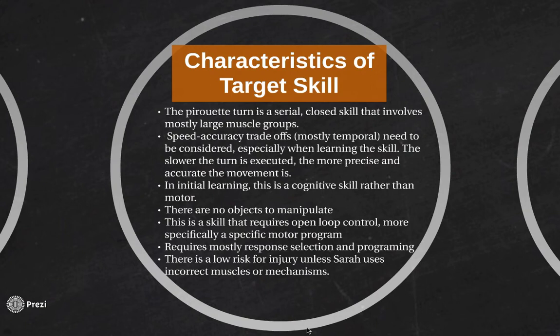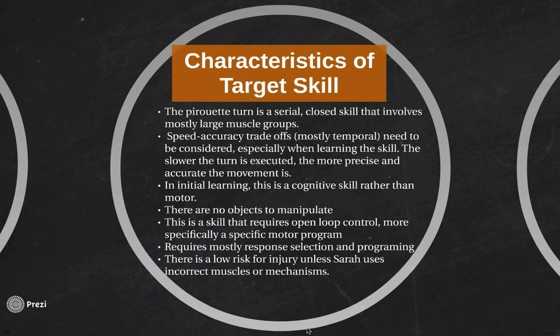Characteristics of the target skill. The pirouette turn is a serial closed skill that involves mostly large muscle groups. It's not a very tedious, discrete skill. It does have a definite beginning and end, but it's a little more complex than what we would say a discrete skill is. Speed-accuracy trade-off, and it's mostly temporal because it's time related, not really spatially related.